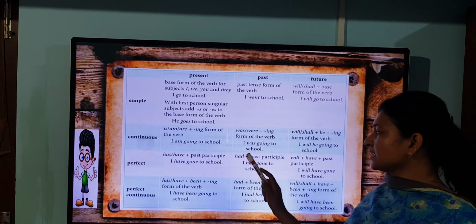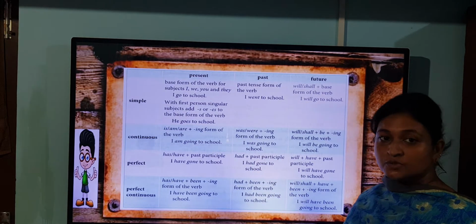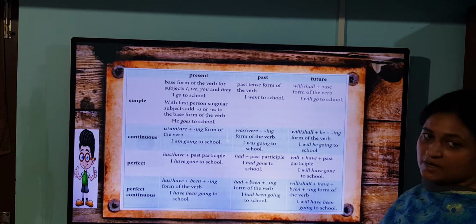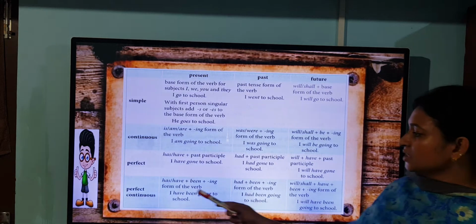And for past perfect, had plus past participle. I had gone to school. Future, will plus have plus past participle. I will have gone to school.